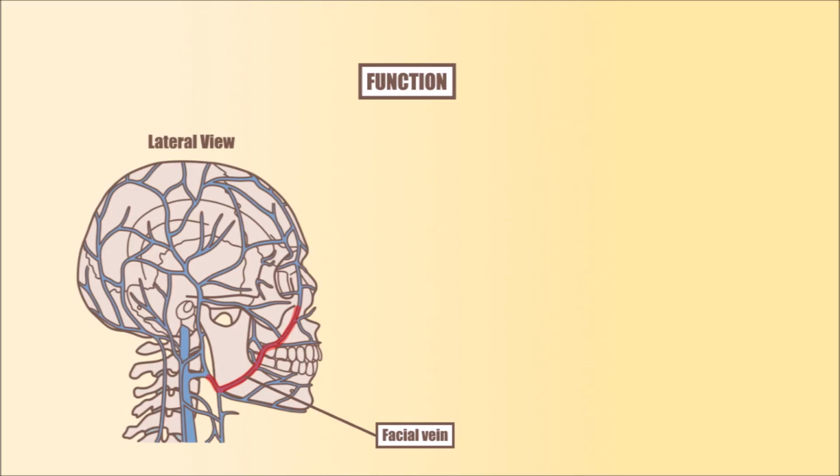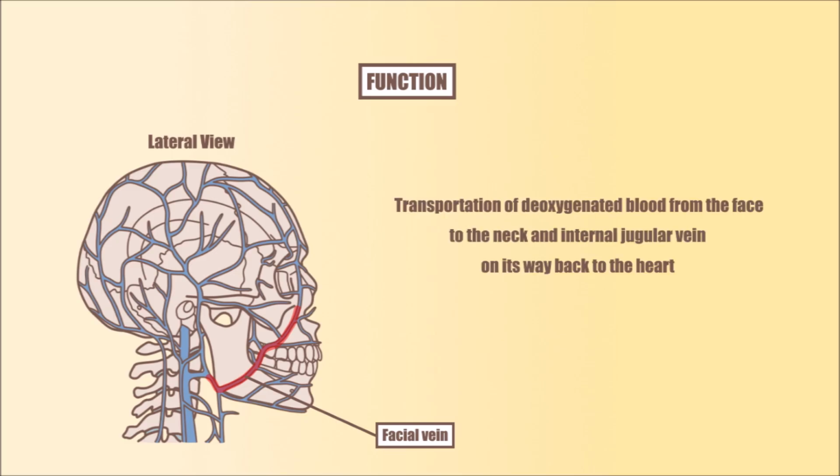What is the function of this vein? This vein primarily functions in the transportation of deoxygenated blood from the face to the neck and internal jugular vein on its way back to the heart. And that concludes this video on the structure and function of the facial vein.